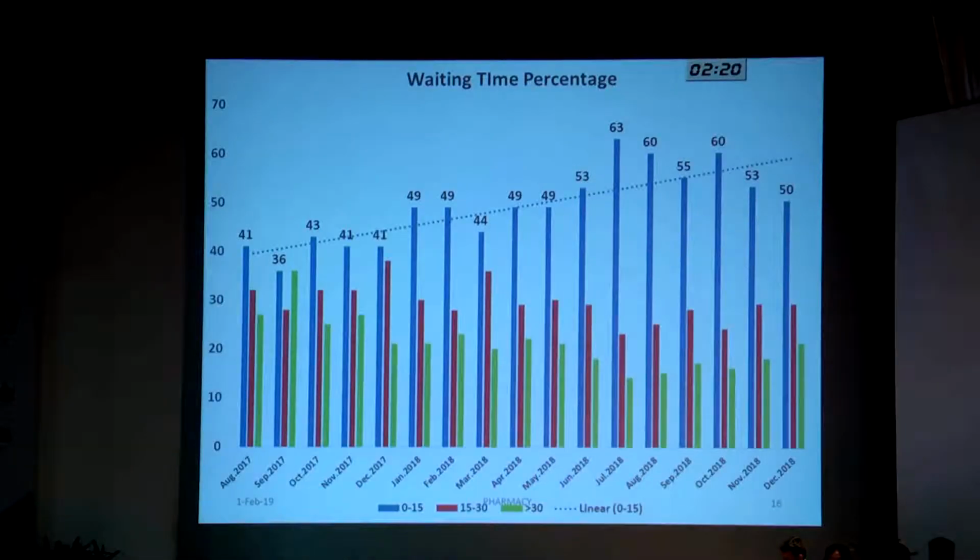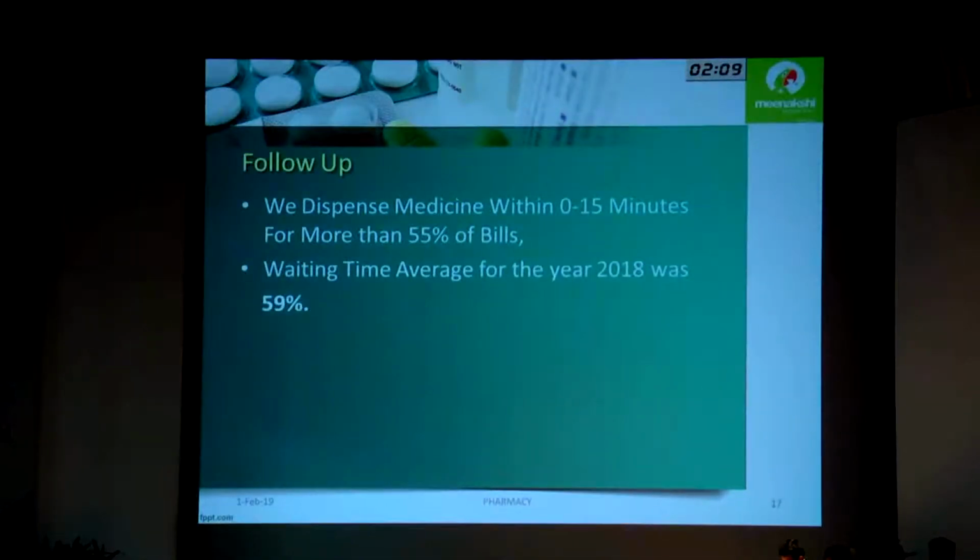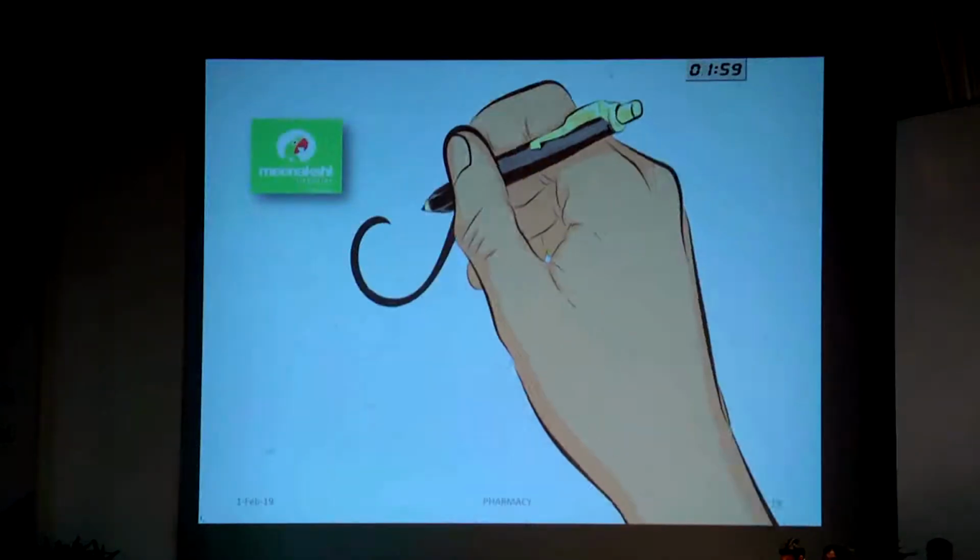This is the waiting time percentage after the study, and it drastically improved to 50%. From August 2019, it was only 41%. Now it has increased to 50%. And in our follow-up process, we dispensed medicine within 0 to 15 minutes for more than 55% of bills, and the waiting time average for the year 2018 was 59% only. Thank you.